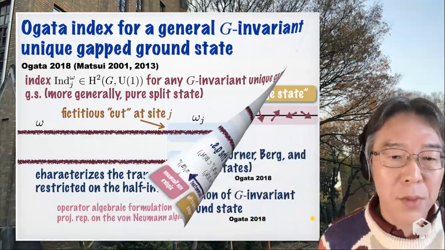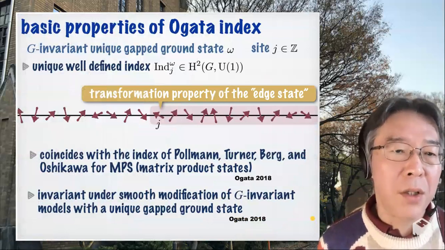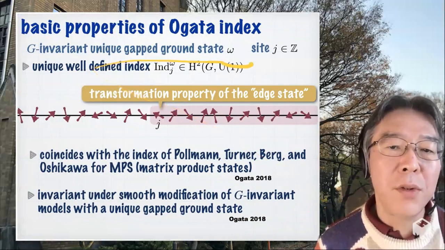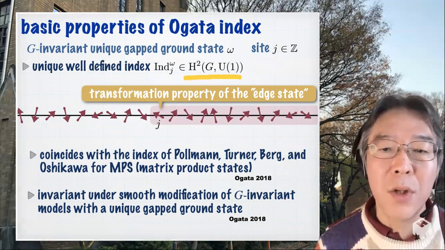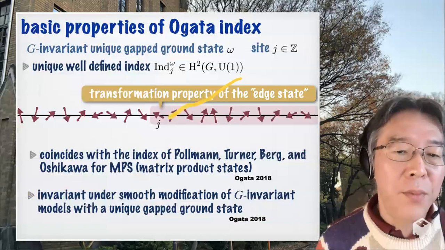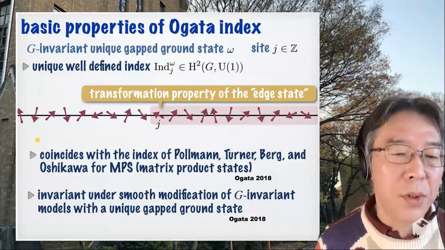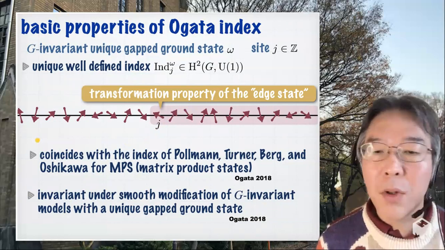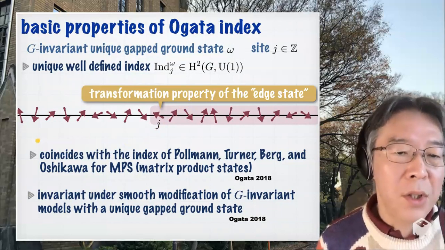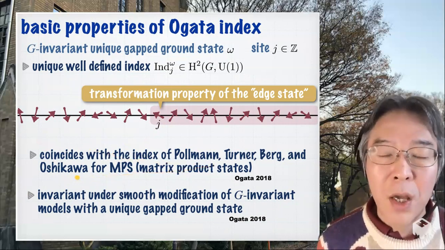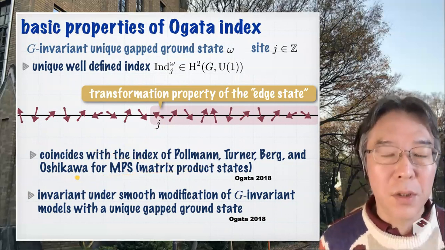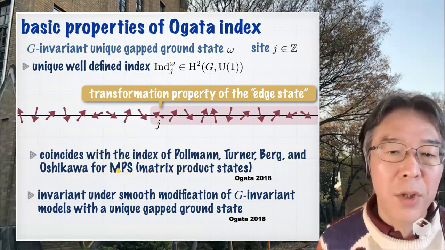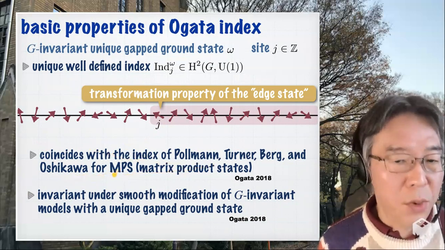But now assume that we have this index, the Ogata index, for a G-invariant unique gapped ground state omega and a site j. We have this index, which takes the value in the second group cohomology. And here are very important basic properties of this Ogata index. First of all, the Ogata index coincides with the index of Pollmann, Turner, Berg, and Oshikawa if we restrict ourselves to injective matrix product states. This is very important. So this is a strict extension of the Pollmann, Turner, Berg, Oshikawa index. So this is what we wanted.